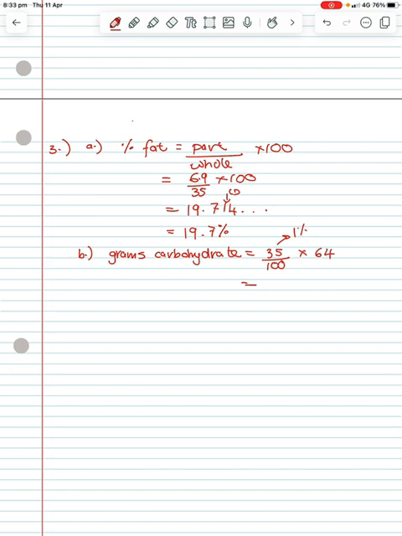35 divided by 100 is... that's not right. 35 divided by 100 is 0.35. We're then going to multiply that by 64, which is going to give us 22.4 grams. And that's it for the question.